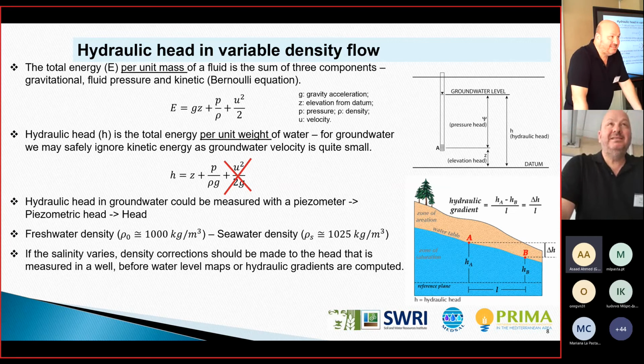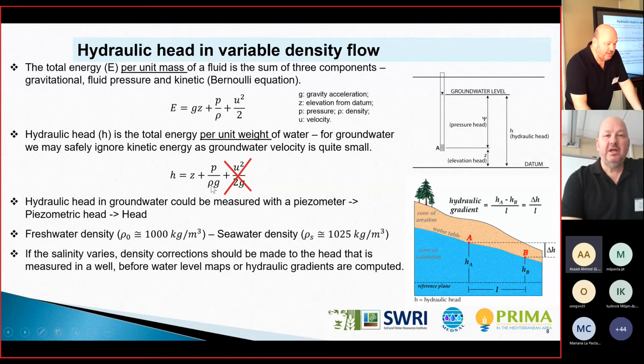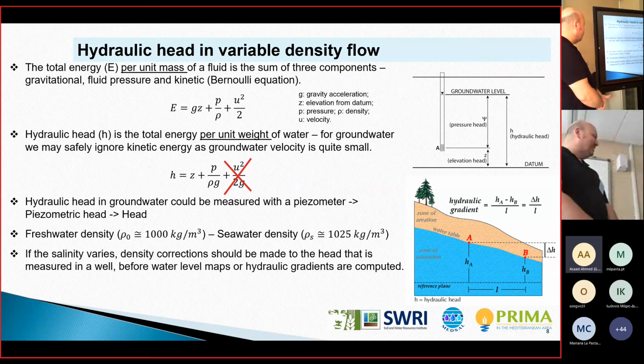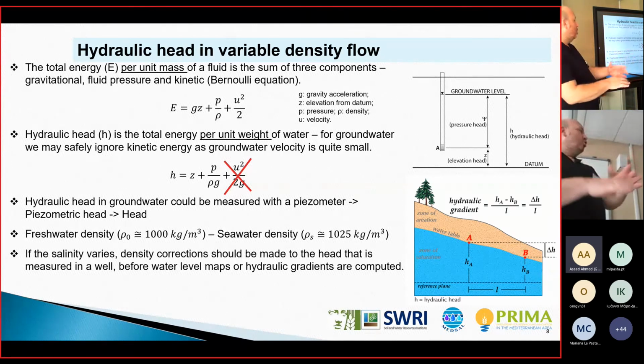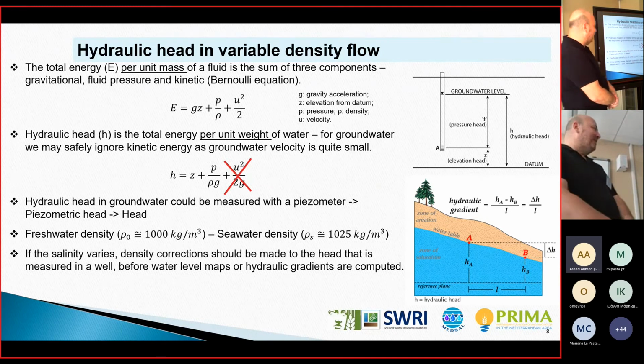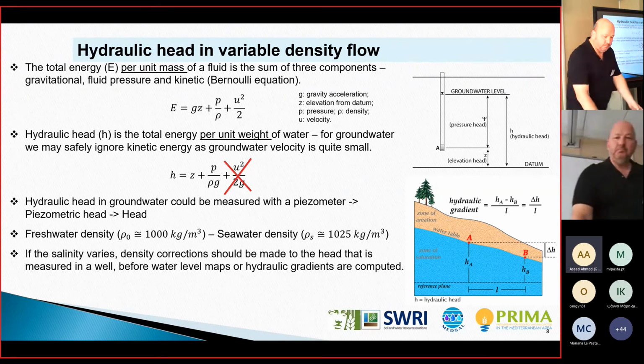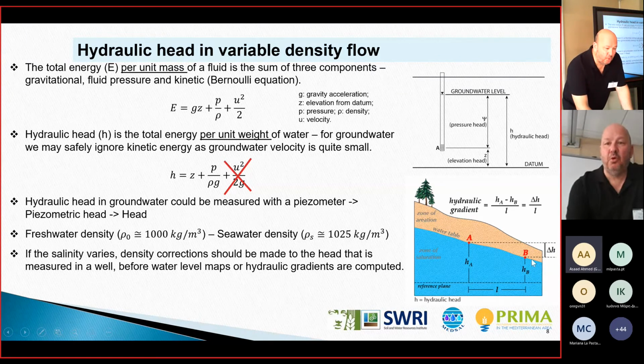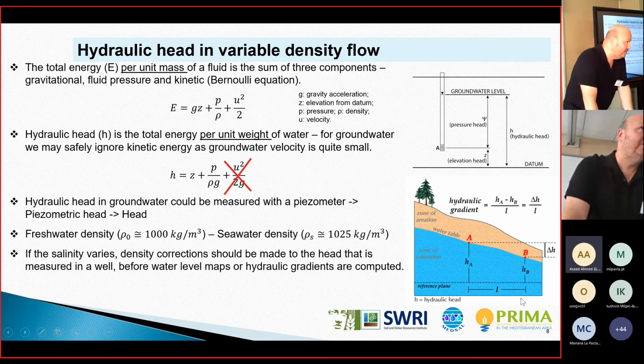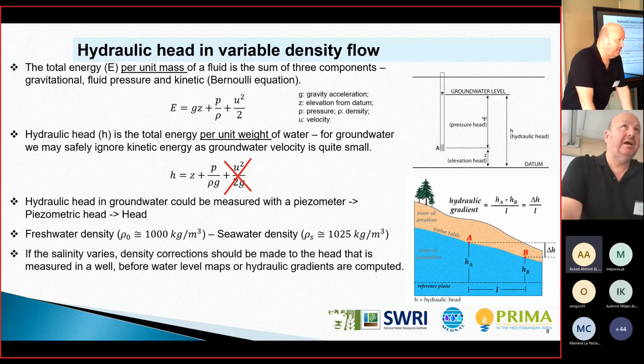Okay. And since density, the Greek rho here, appears in the hydraulic head equation, this should be taken into account before we use the measured head in a well or a piezometer, and before we construct the water level maps or compute the hydraulic gradient, as you can see in the other figure here. Between these two points, we see that the hydraulic gradient is actually the difference of head from one point to the other divided by the distance of these two points. So this is actually the definition of the hydraulic gradient.